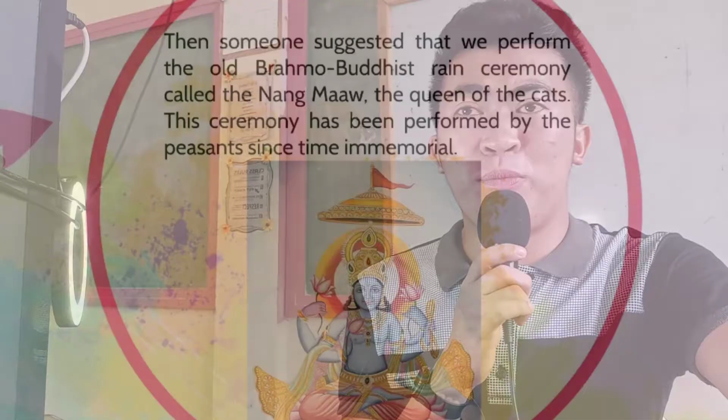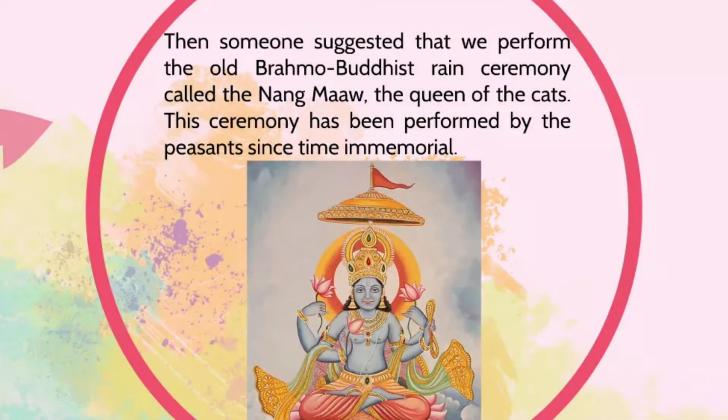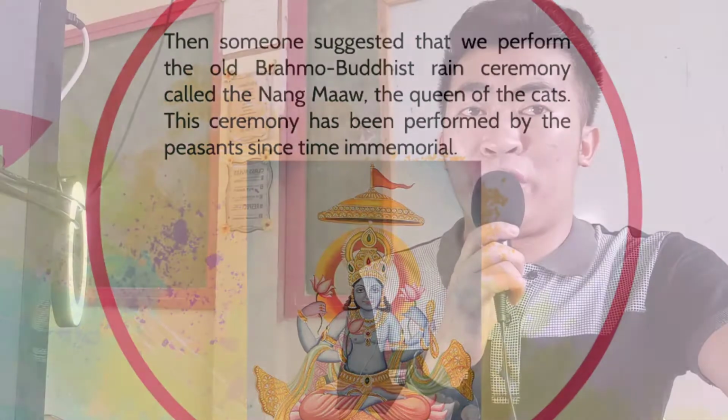"Then someone suggested that we perform the old Brahmo Buddhist rain ceremony called the Nang Mao, the queen of the cats. This ceremony has been performed by the peasants since time immemorial." So they have this ceremony, Nang Mao, the queen of cats, in order for them to be blessed by rain. Let's see what will happen next.